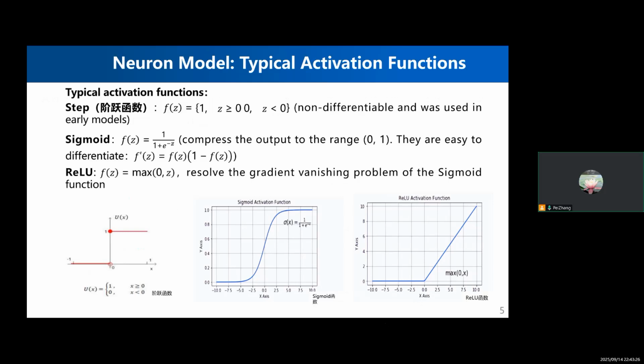The typical activation functions include step function, sigmoid, and ReLU. The step function is non-differentiable and was used in early models. Sigmoid compresses the input to the range of 0 to 1. They are easy to differentiate. And ReLU resolves the vanishing gradient problem of the sigmoid function.